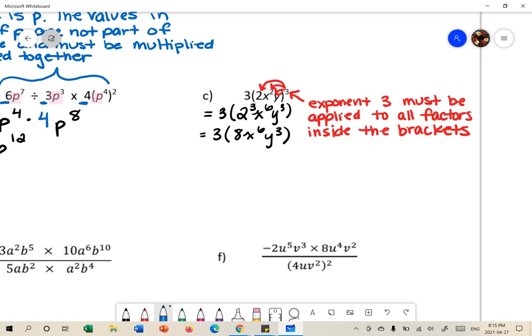Next line, I'm going to multiply coefficient 3 by coefficient 8. And that's my final answer. I can't simplify it any further because we don't have any bases that are the same that are left.